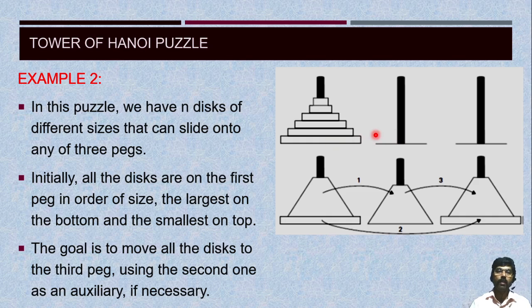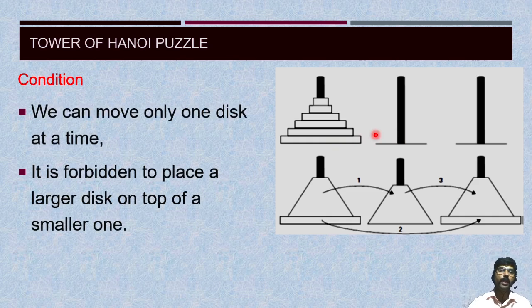Auxiliary means temporary space. Now, for this game we have some conditions. What is the first condition? We can move only one disc at a time. We cannot pick 2 discs or 3 discs at a time and place them on another peg. Only one disc can be moved.